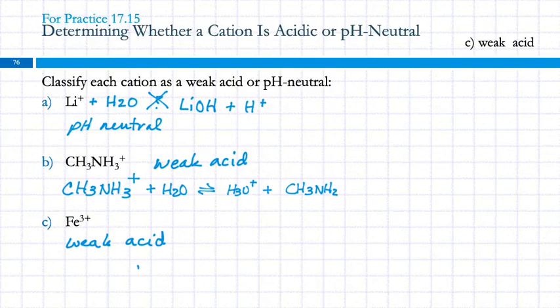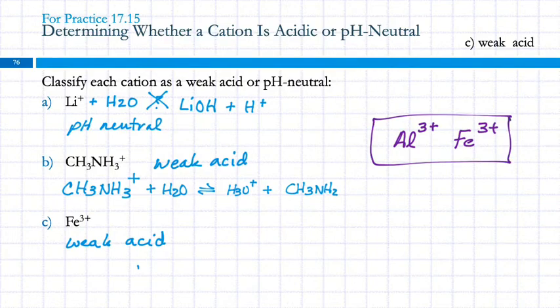So there's two you need to remember. Al3+, Fe3+. For Chem 1B, yes, that's it. There are others that can do that, but I won't make you remember them on an exam. The small highly charged cations act as weak acids.